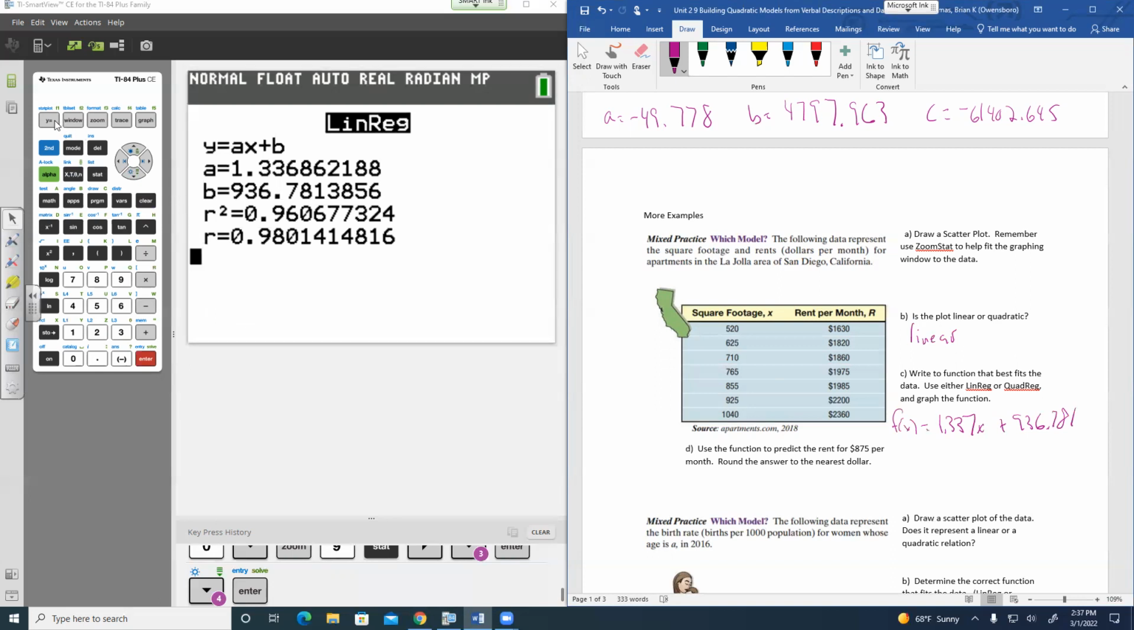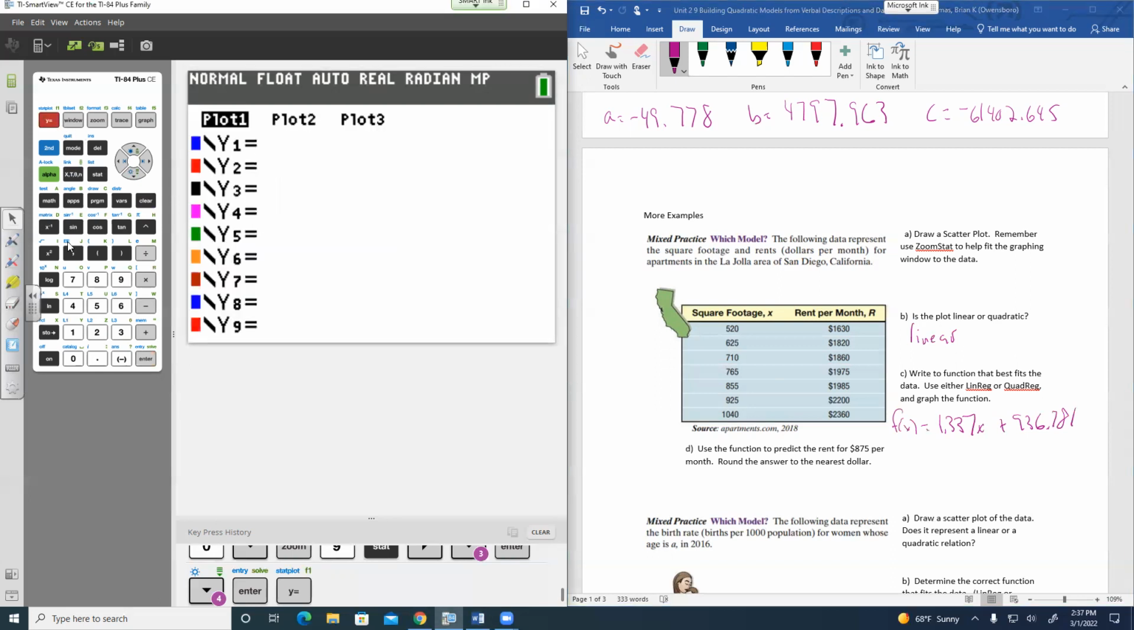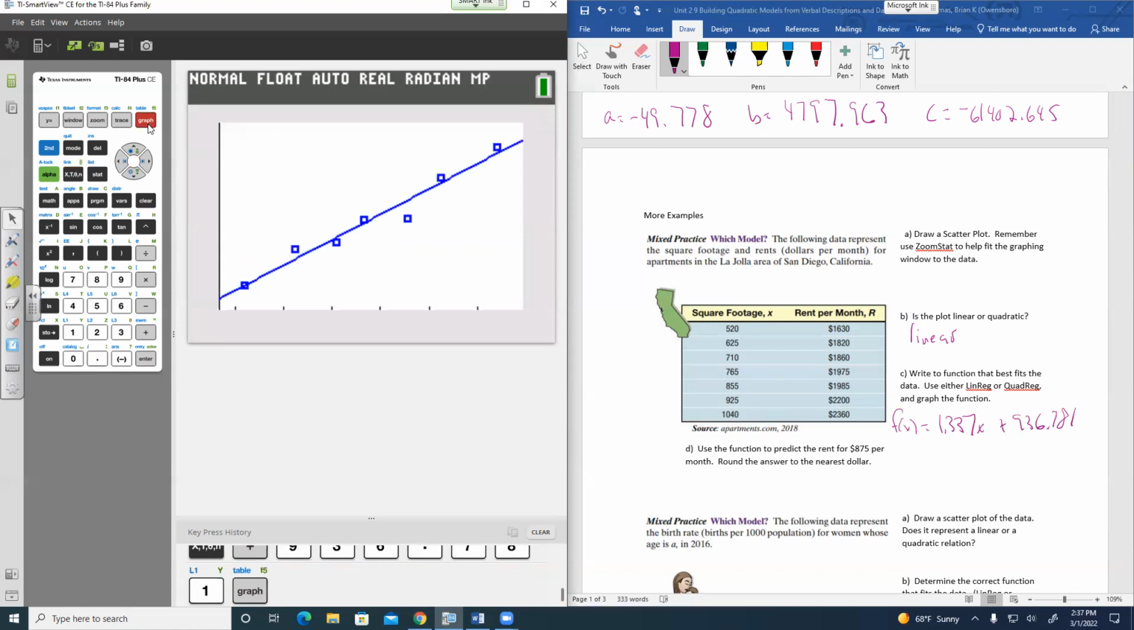If I go to y equals and graph this, let's see if this looks pretty good: 1.337x plus 936.781. If we hit graph, notice that it does go right through our data. So we feel like this is a good predictor up to a point. Square footage does not go on forever, but within reason, it'll work out pretty well.